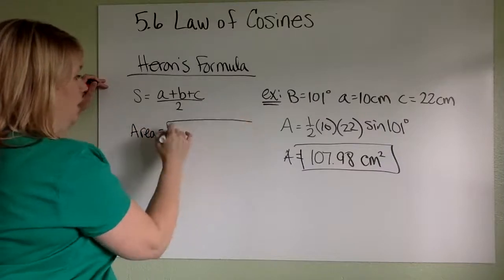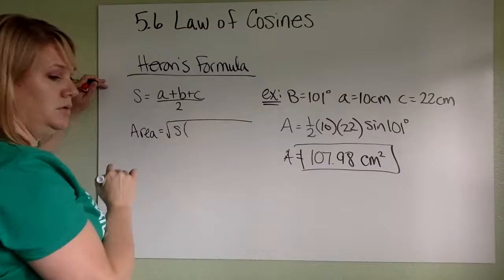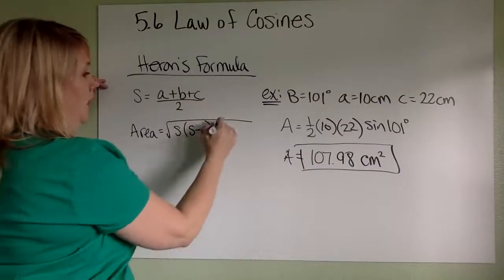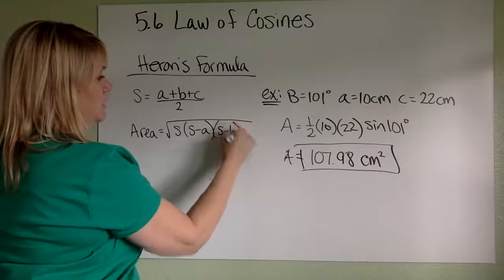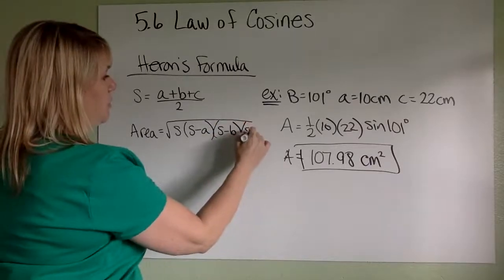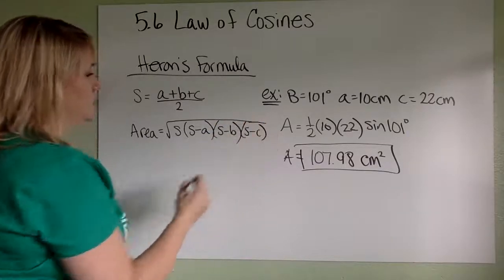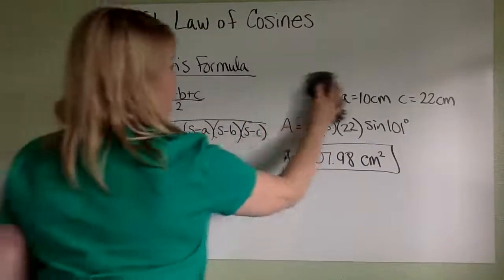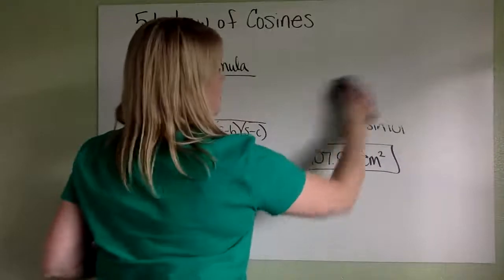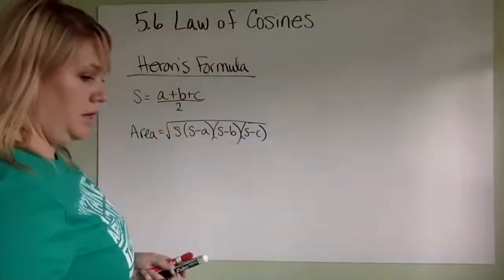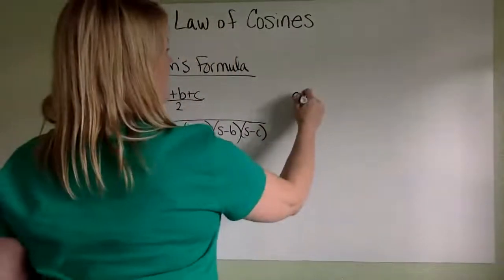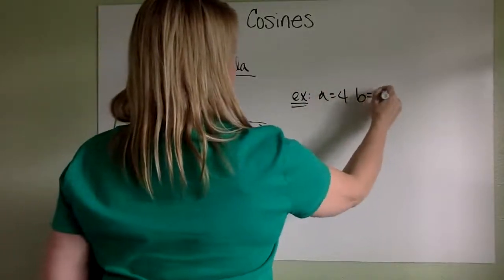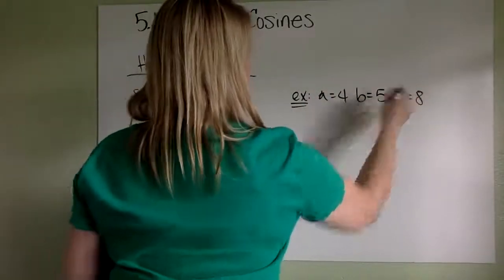The area formula itself looks like this: the square root of the semi-perimeter, times the semi-perimeter minus side A, times the semi-perimeter minus side B, times the semi-perimeter minus side C. So that's the formula. I'm going to erase that work from the last example. And if we use the example A equals 4, B equals 5, C equals 8.